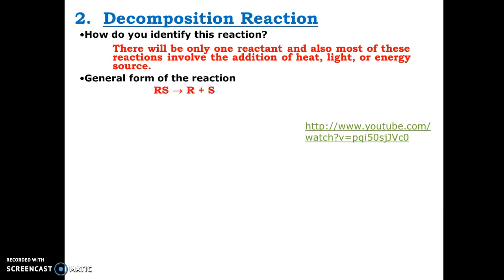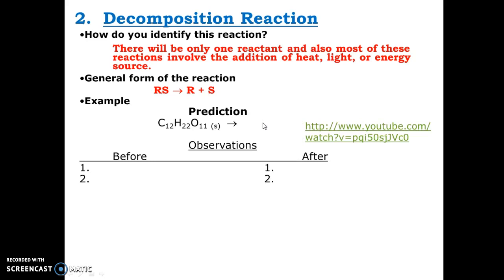And again, my general form of the reaction is opposite of that of a synthesis, where instead of 2 becoming 1, it's 1 becoming 2. You could have a metal and a nonmetal break down, but you could also have any compound, 2 nonmetals or even metals, break down and decompose. Now what we're going to look at in class is a covalent substance, sugar, breaking down. And if you'd like to, you can take a moment and predict what this could possibly make. Or you could wait for class on Thursday and we can actually look at this reaction.